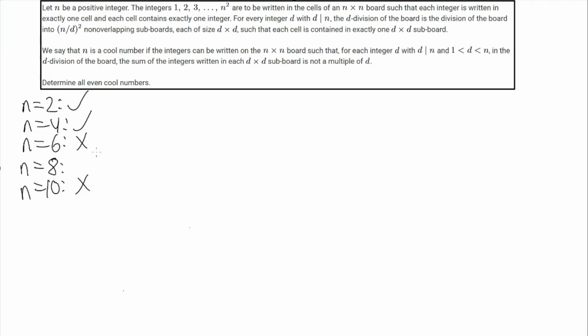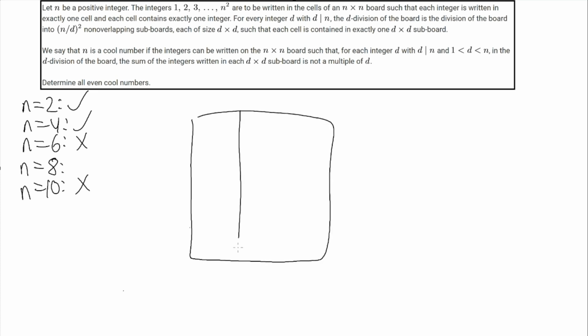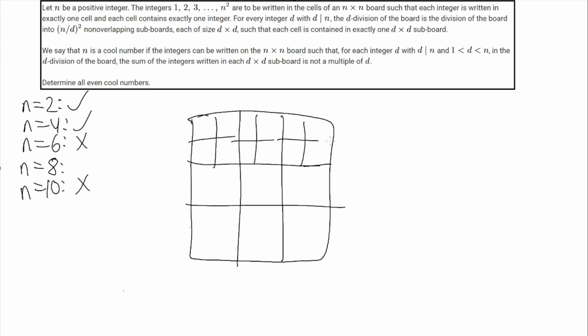Okay, so we know that n equals 2 and n equals 4 work, and n equals 6 and n equals 10 do not work because 2 mod 4 numbers don't work. But wait, you may ask, why does n equals 2 work then? Isn't 2 equivalent to 2 modulo 4? Well, yes. But recall that in the n equals 6 case, we divided it into 3 by 3, or 9, 2x2 subgrids. So each of these is a 2x2 subgrid.